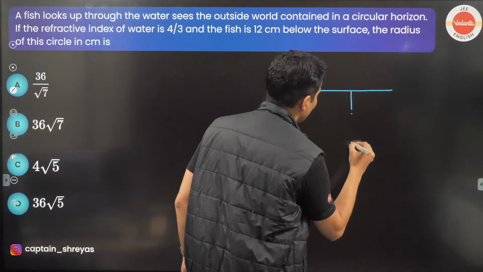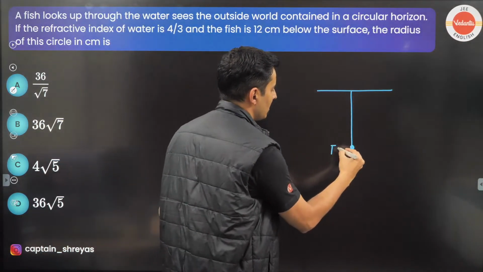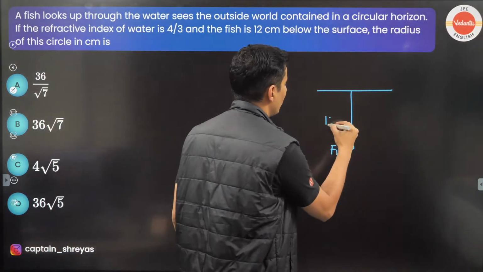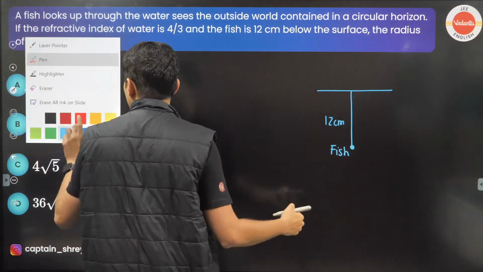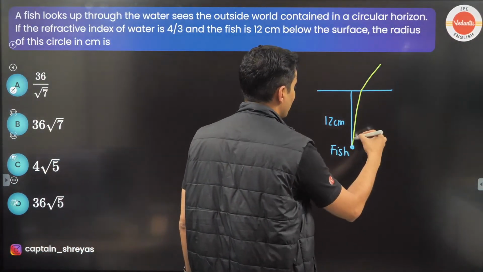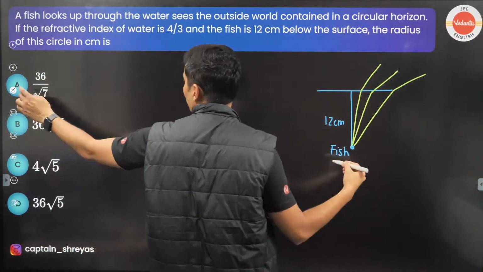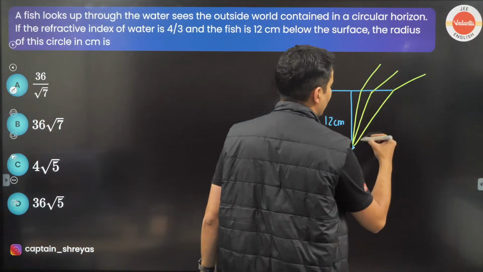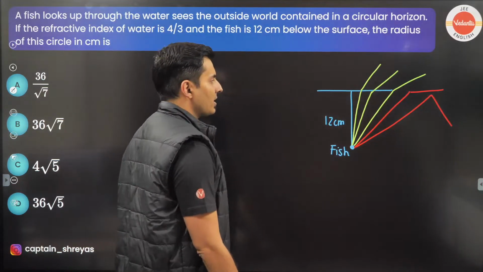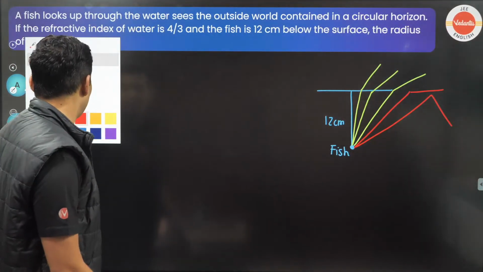So here it is. The fish is inside. This is where the fish is. And how deep is it inside? It is 12 centimeters below. So this is 12 centimeters below. There will be certain rays from the outside world which would be entering the fish. But after a point, you will see that total internal reflection will occur, and the rays from the outside world cannot enter inside of it.